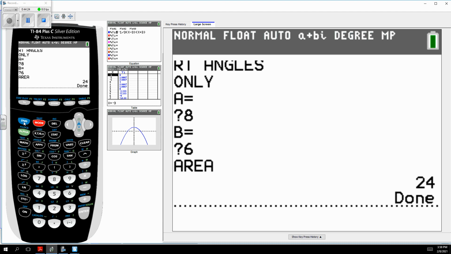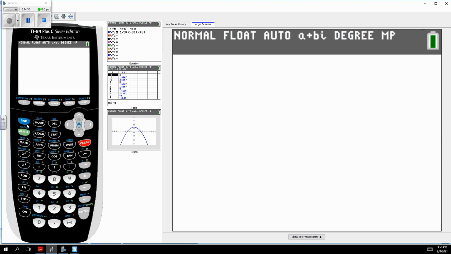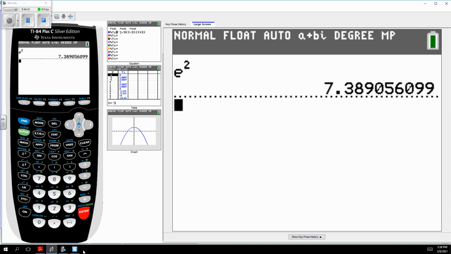Well, that's e squared. Let me show you where e is. It's second, right here, divide. Let me try it again. It's blue, divide. And e squared will give me 7.38, which matches up.